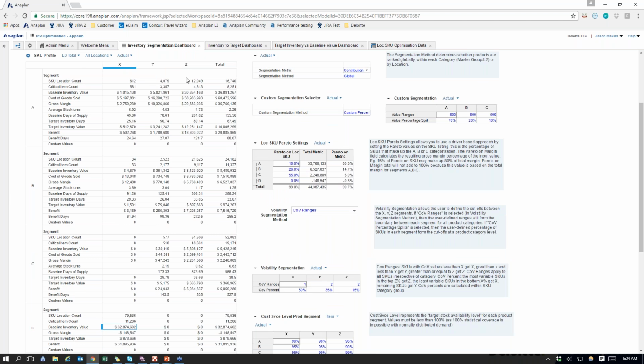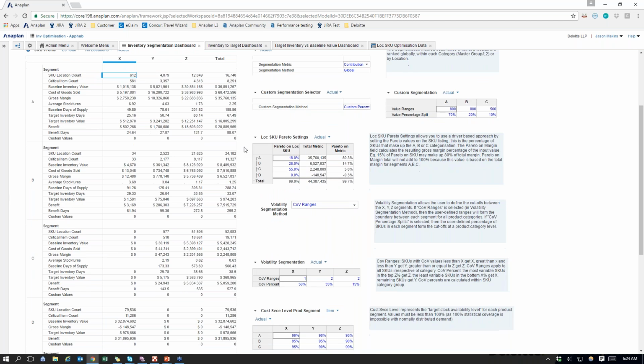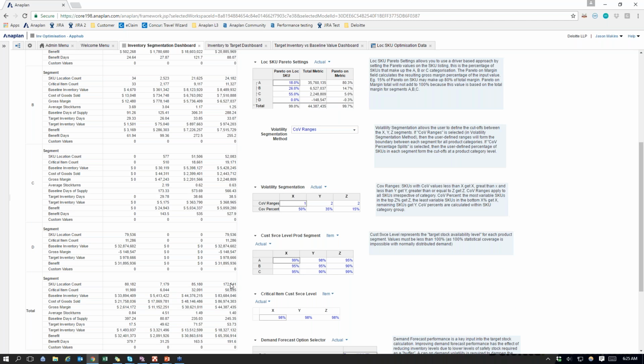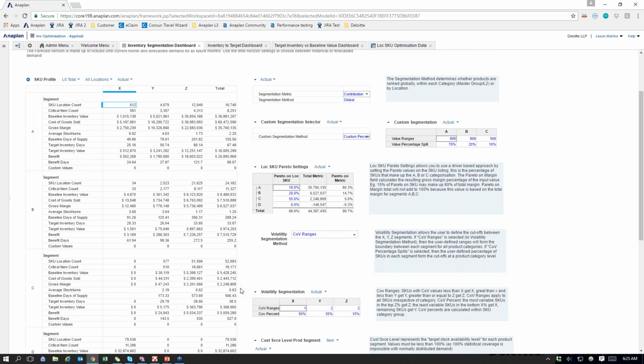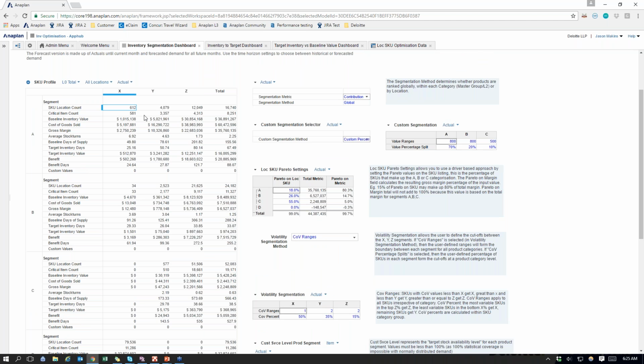The XYZ across the top here is the volatility. You can see that of the 172,000 unique SKUs in locations, which we optimize in the calculation engine, 612 are AXs. These are your highest contributing, lowest volatility. And you can see some drivers here. About 18% of my SKUs contributes to about 80% of my margin, and the rest is all a long tail of low margin contribution.